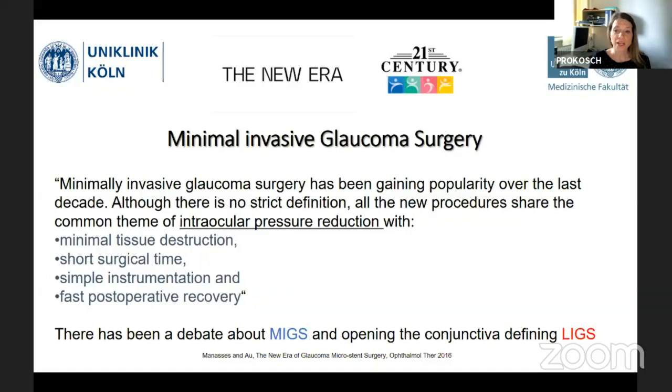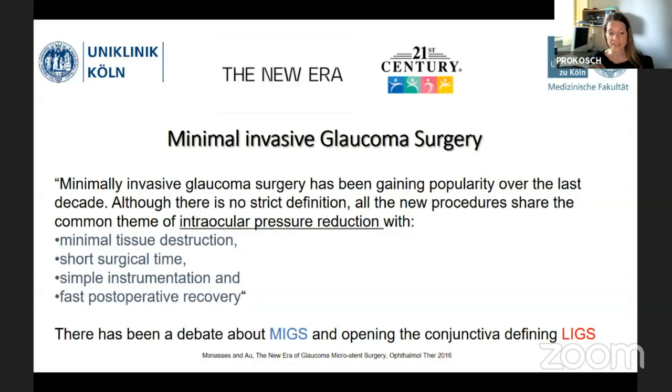So the new era might be minimally invasive glaucoma surgery. What does it mean? It means that there's minimal tissue destruction, a short surgical time, simple instrumentation, and fast postoperative recovery. The definition changes a bit on whether you're in the States or somewhere else, whether it's a clear cornea cut and no touching of the conjunctiva.